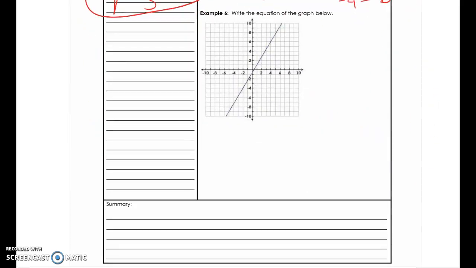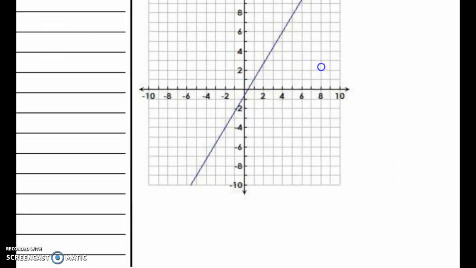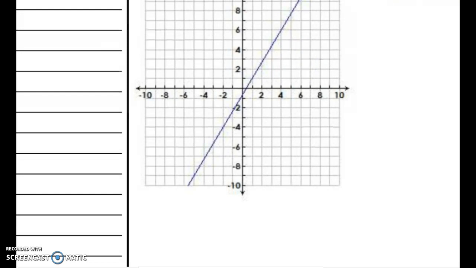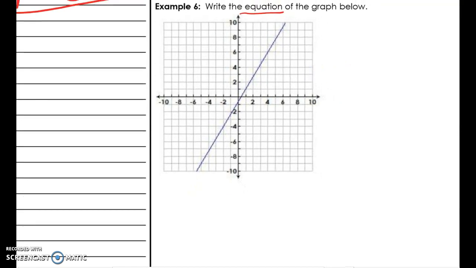Example 6, write the equation of the graph below. It is an equation because it's a line only. This seems simple. It seems very similar to the first example. However, I cannot precisely tell what that y-intercept is. So, when I ask for the y-intercept for the equation, I do not know. And we want to be precise. So let's then see if we can use this graph to find the slope.